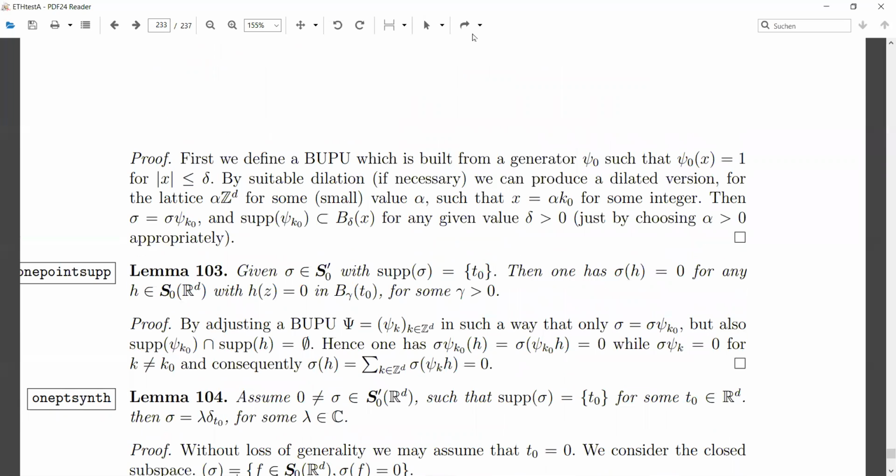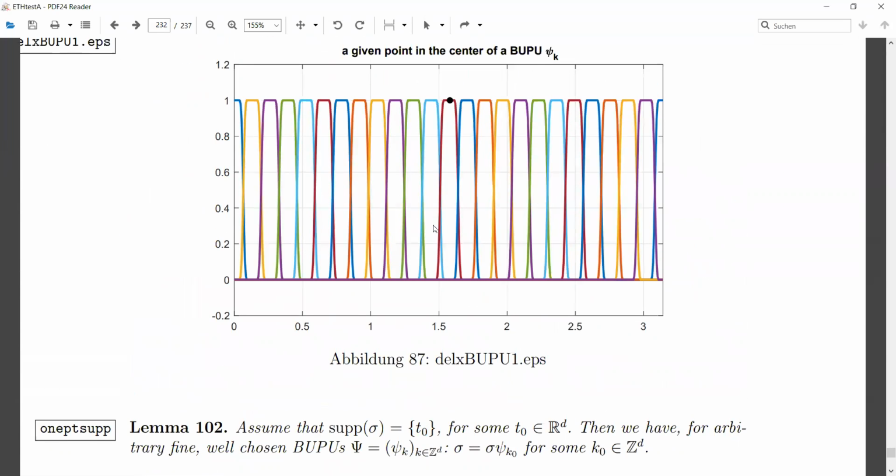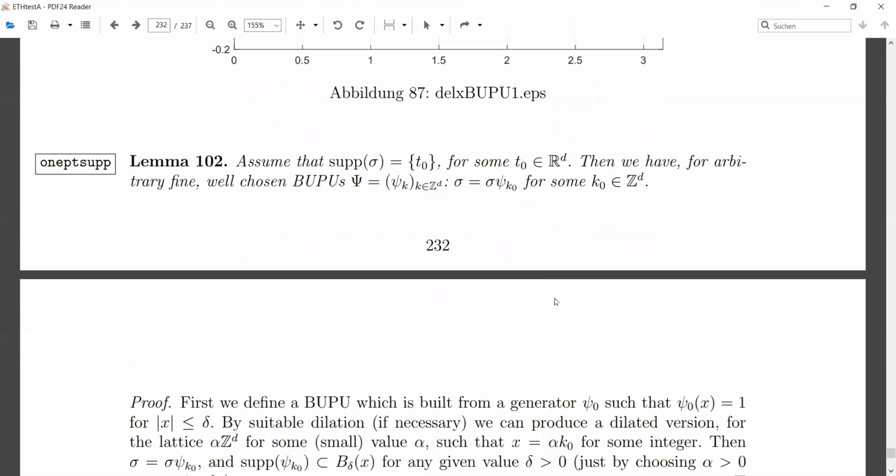The story is essentially the following, and the picture explains it very well: you have a single k0. In the picture, maybe the brown one is number 25, and that's the only one, and it's constant 1 a little bit nearby the value x, and all the others are 0. So when the support is there, you can multiply the distribution sigma with the psi k with number k0, and you will reproduce it. So that's the part that we have.